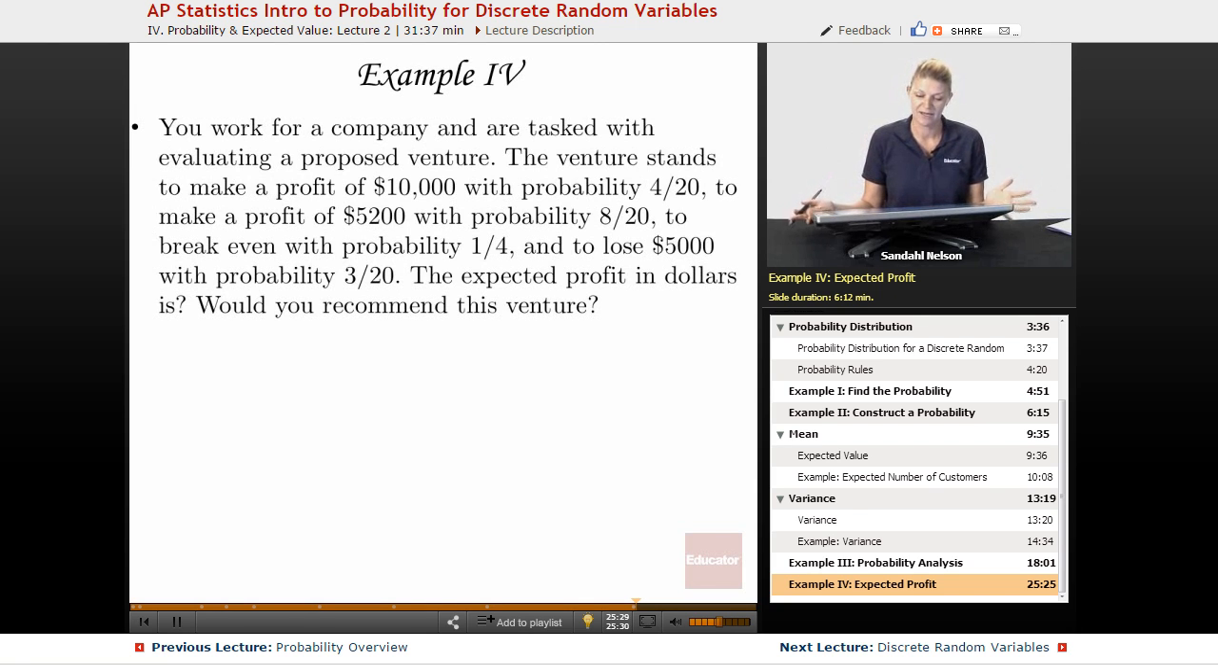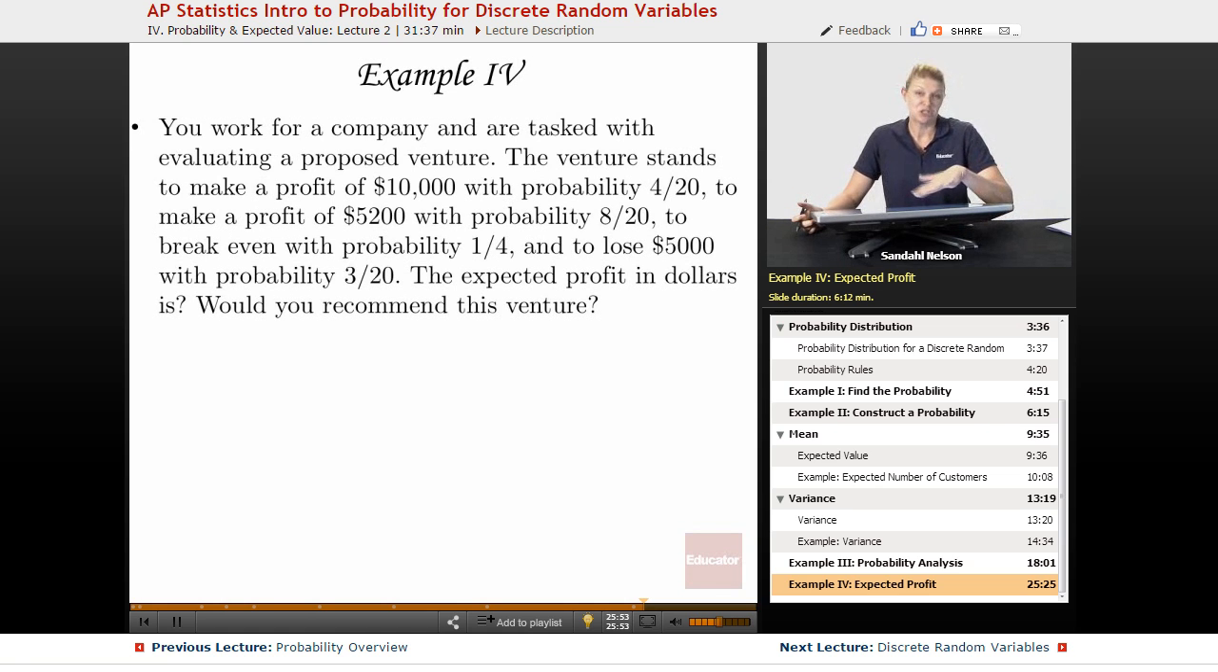So you work for a company and are tasked with evaluating a proposed venture. So you're a businessman or woman, business person. The venture stands to make a profit of $10,000 with a probability of 4 out of 20, to make a profit of $5,200 with a probability of 8 out of 20, to break even with a probability of 1 out of 4, and to lose $5,000 with a probability of 3 out of 20.